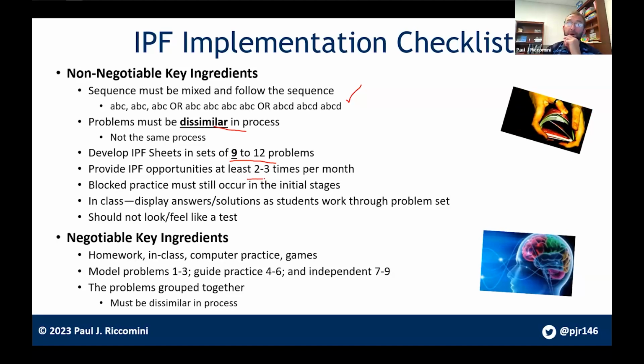Build this in a minimum of 2 to 3 times a month. Minimum. You can do more. So if you're doing 3 a month and there's 3 skills on each IPF, that's 9 skills a month you're getting interleaved. There was a question a while back about, can you go off grade level? Yes, you can. You can go off grade level with these IPFs.